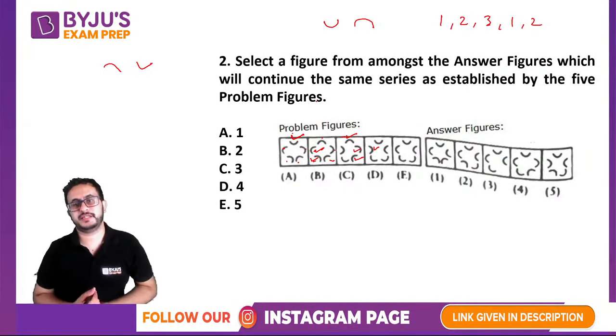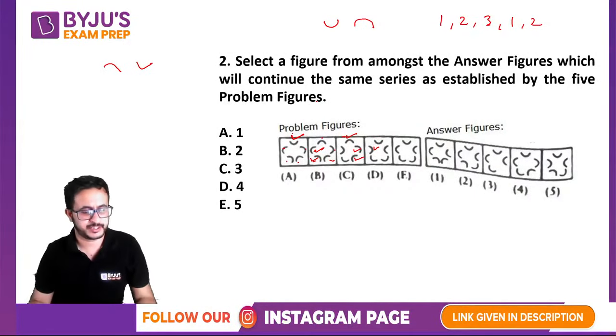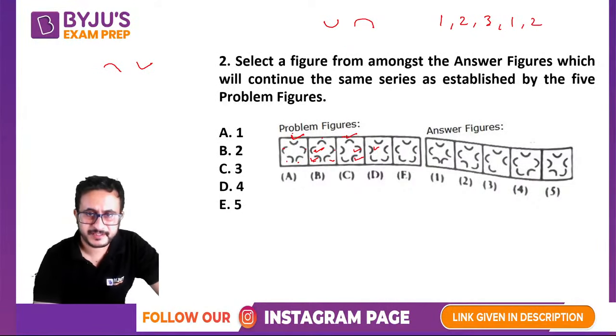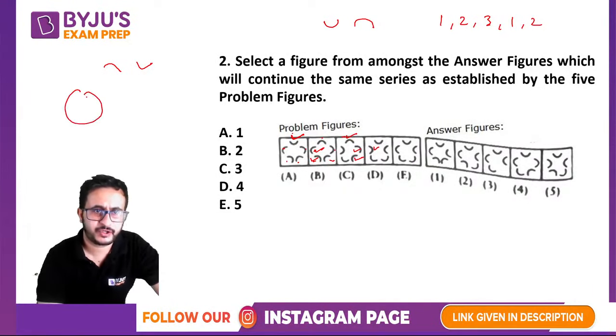Now the thing is, which two images will change their directions? If we see this, first this image changed, then these two changed, then this. So it is going basically in an anti-clockwise direction. So this changed, now these two, then these three, then this. So these two should change the directions.